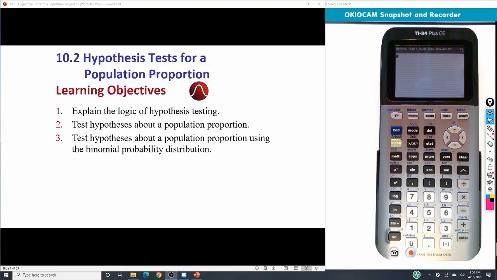10.2, hypothesis test for a population proportion. So we're going to specifically look at proportion here with our hypothesis testing.